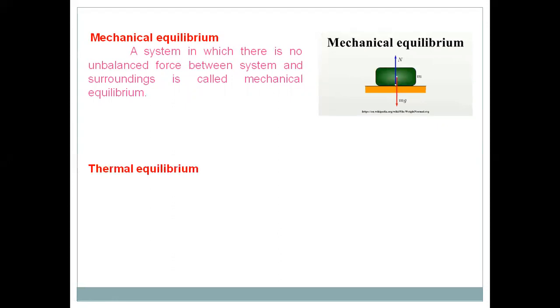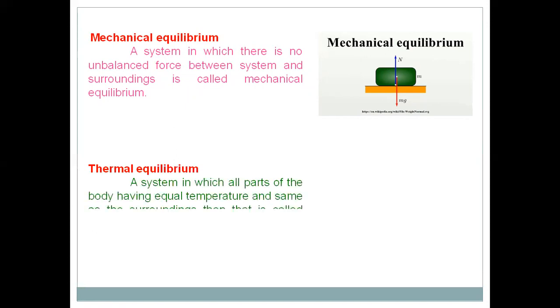What is thermal equilibrium? Thermal is nothing but related to temperature. A system in which all parts of the body have equal temperature, and the same as the surroundings, is in thermal equilibrium. For example, in our laboratory, if the temperature at all points of the room is constant, that is, in all directions the temperature is the same, then the room is in thermal equilibrium. So how can we say?